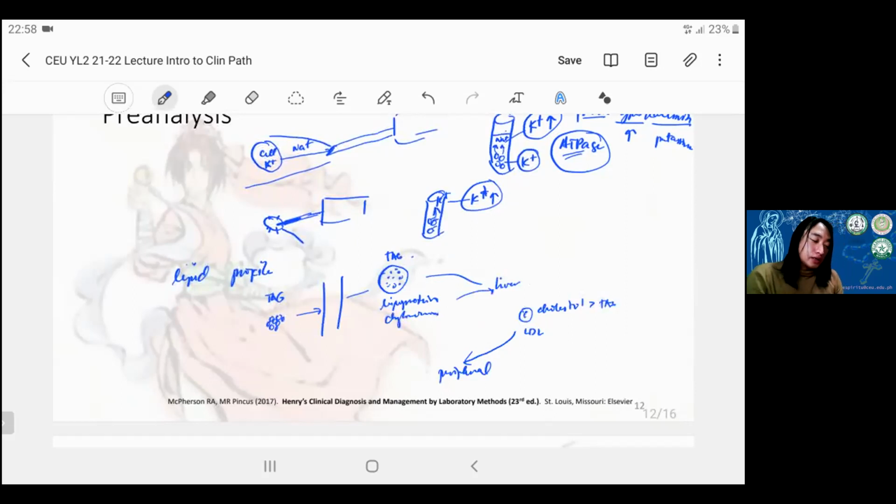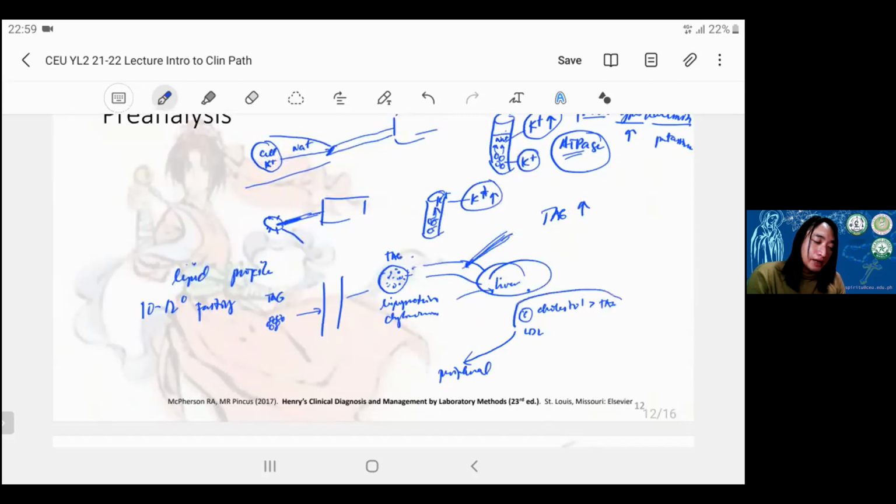So if you extracted during the time that the dietary lipids are being transported to the liver, before it reaches the liver, you will have a very high or falsely high triglycerides. So what we do is we instruct the patient to do a 10 to 12 hours fasting, so that most of the dietary lipids that were taken in would have been metabolized by the liver.